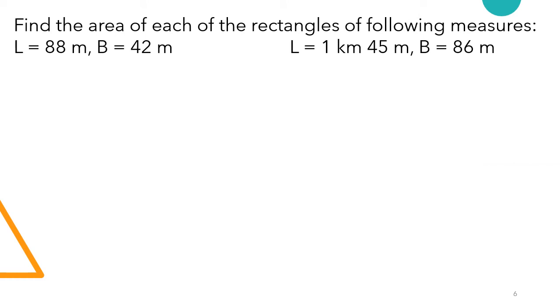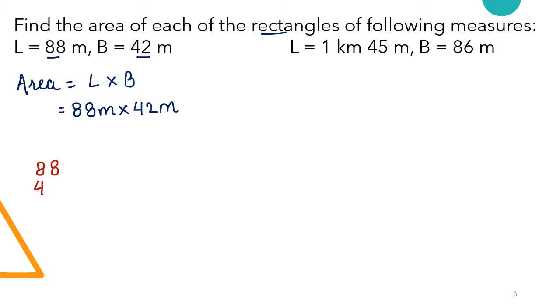In the next question, area of rectangle we have to find out, and length and breadth of the rectangle are given to us. So in first part, length is 88 meter, breadth is 42 meter. So we know area of rectangle is length into breadth. So it will be equals to 88 meter multiplied by 42 meter. Now we have to multiply both the numbers.